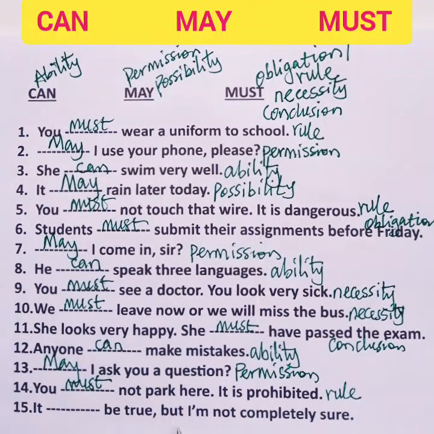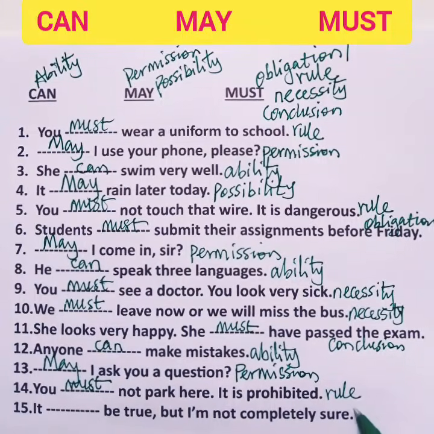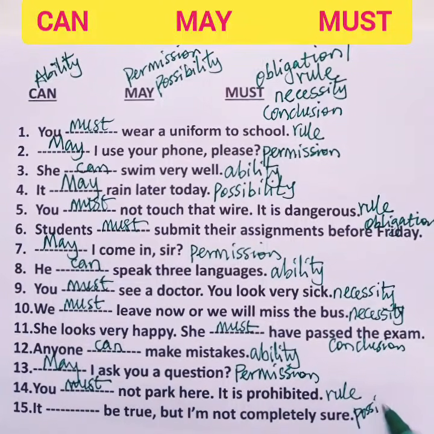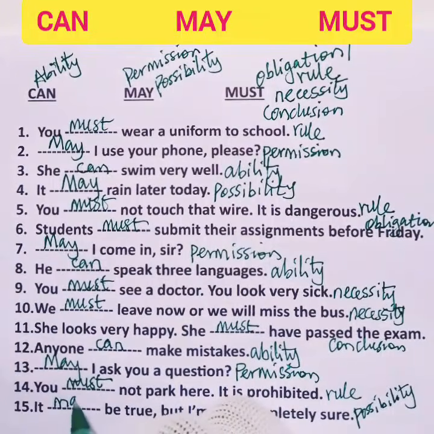15. It blank be true, but I'm not completely sure. What do you think about this one? It is all about possibility. It is possible to be true, but I am not completely sure. So this is about possibility. So the correct modal verb is may.